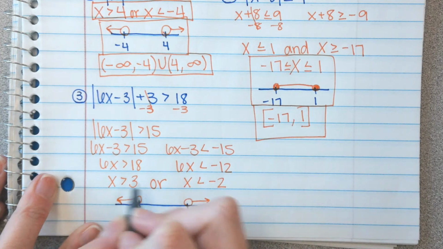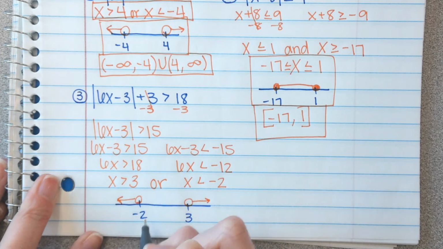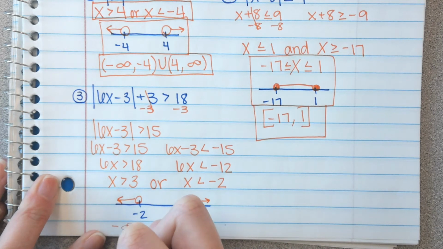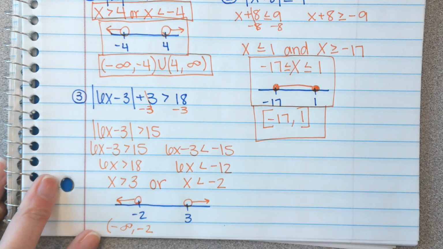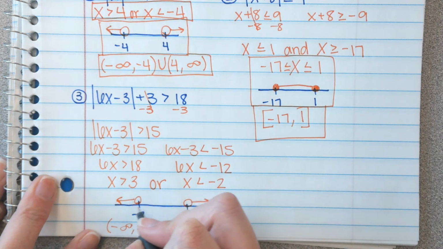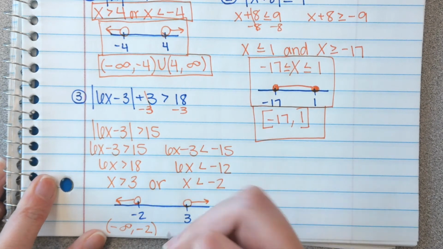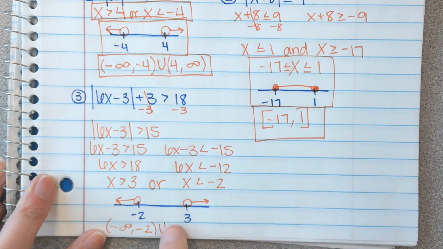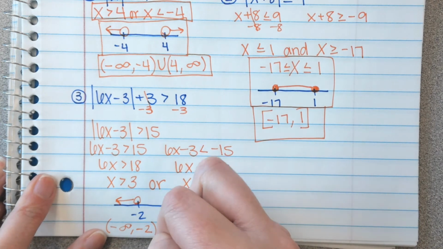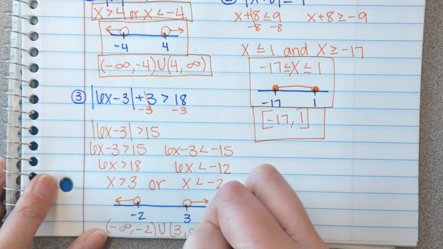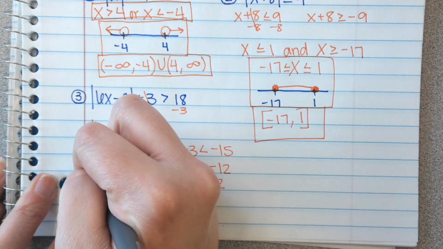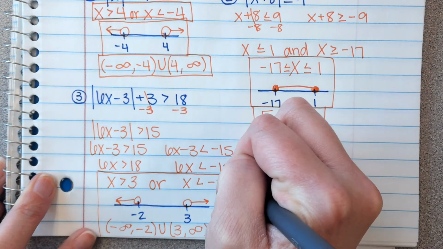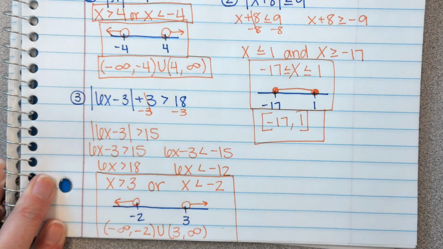So if you look on this side of the graph, it's from negative infinity to negative 2. Negative infinity always has parentheses. 2 is open, so parentheses. Remember, it's or, so we have to have the U for union. We're going from 3 to positive infinity. Again, 3 is open, so parentheses. Infinity always has parentheses. So again, there are the 3 parts of your solution.